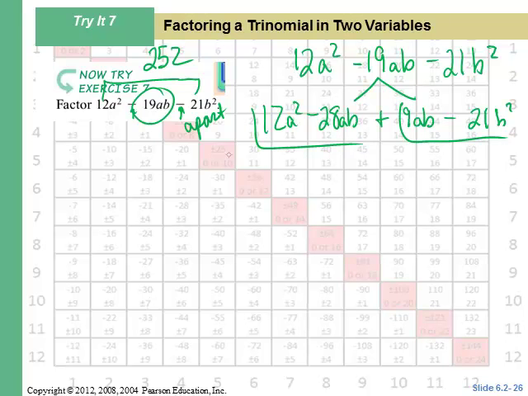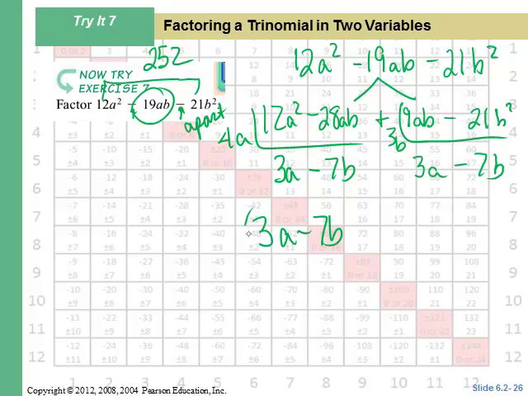Factor a 4a out of the first one, so we're left with 3a minus 7b. Factor a 3b out of the second one, so we're left with 3a minus 7b. So our factored form is 3a minus 7b, 4a plus 3b. And that is our factored form. That one was a hard one.